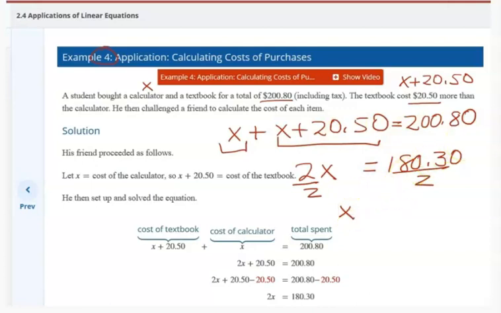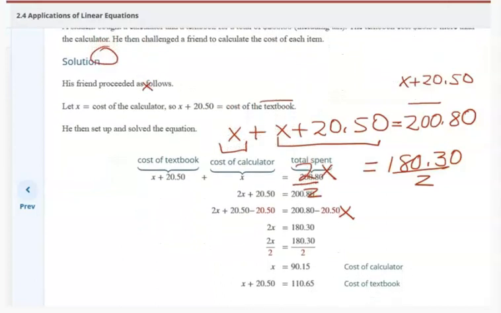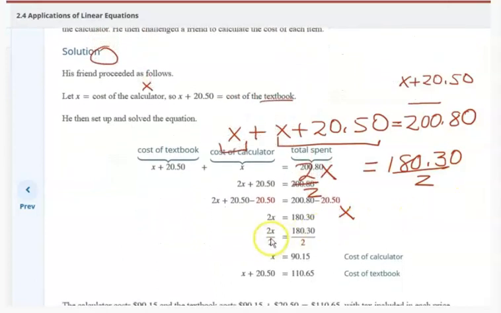And we can see that worked out here down below. Divide both sides by 2. We can use the work, that's fine. And that gives us 90.15. Then we're going to add the 20 to it, and we get the cost of the textbook. Now you're going to need to write this out. I'm taking a few little shortcuts here.